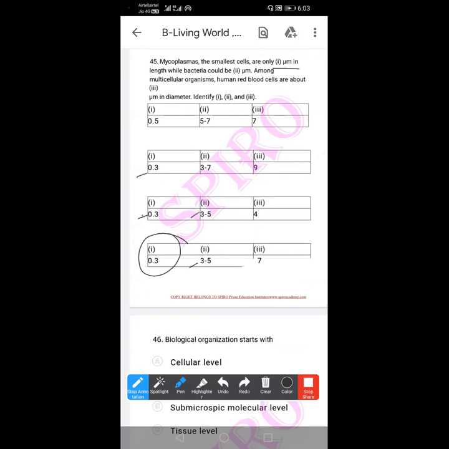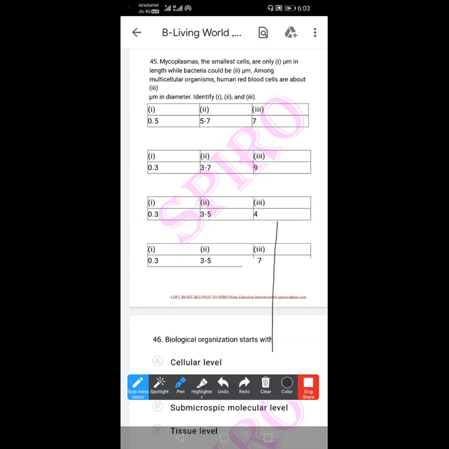Two. And third one, the size of human RBC. So RBC is 7 micrometer in size. So the correct option is option 4. This is a direct NCERT, dear students. So the correct option is option 4.